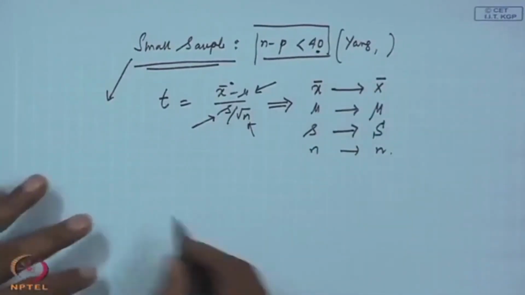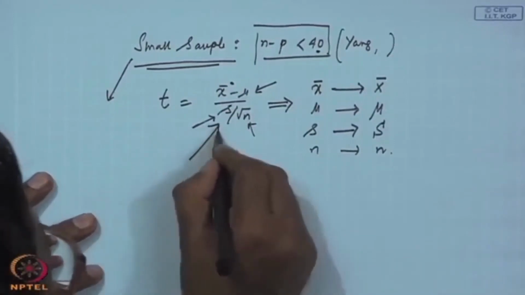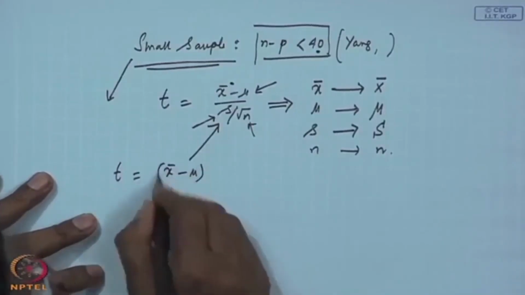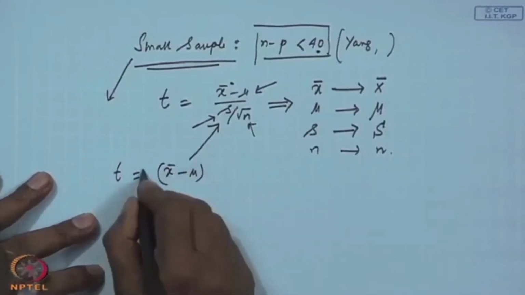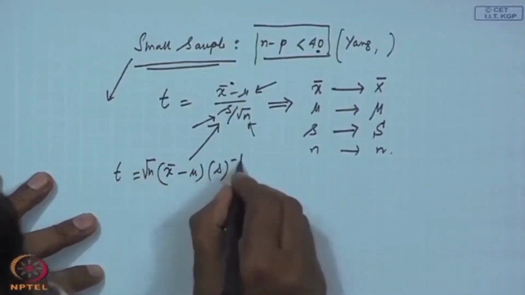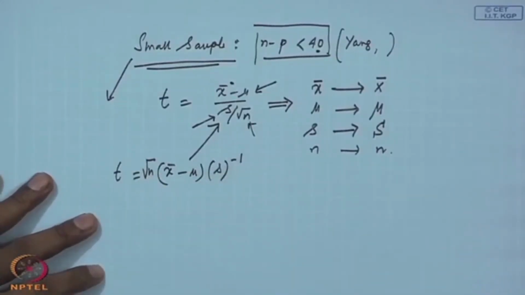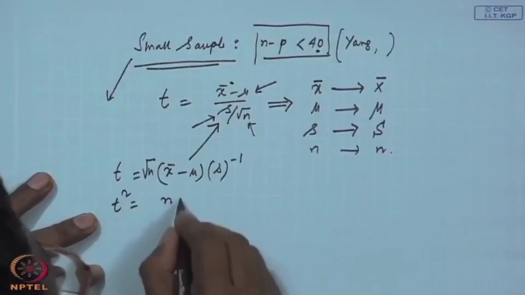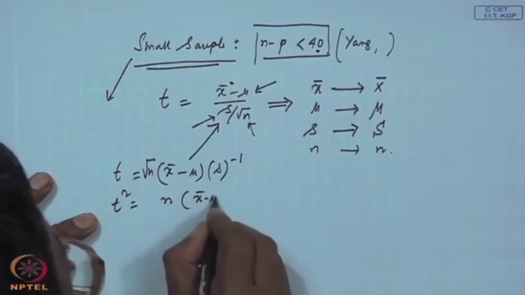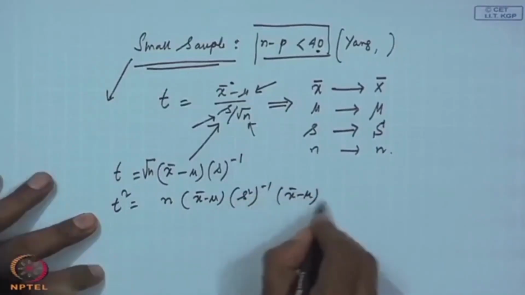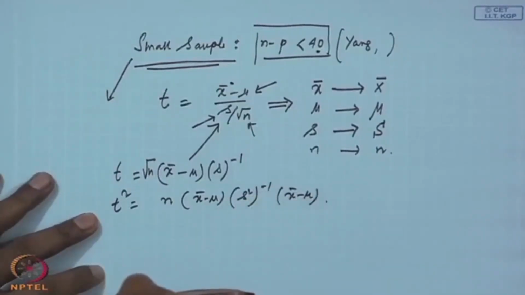Okay. If you rewrite this, what you will write is T equal to x bar minus mu, then here we write square root of n, then S to the power minus 1. Now, if you make T square, what you will get? n (x bar minus mu) S square to the power minus 1 (x bar minus mu).